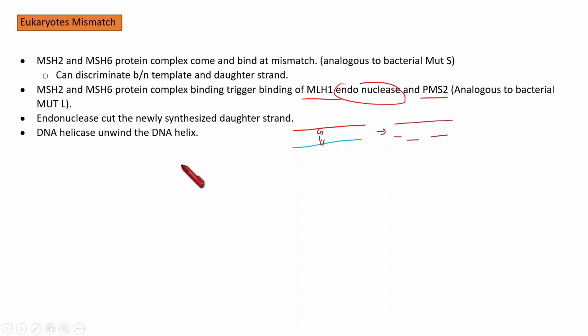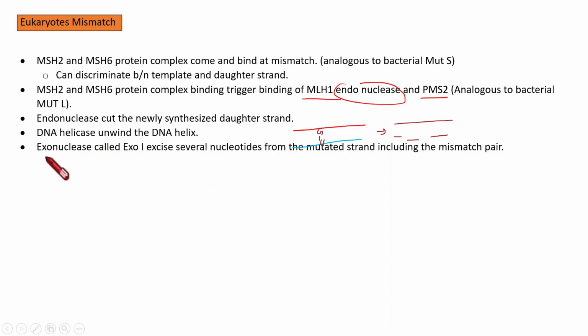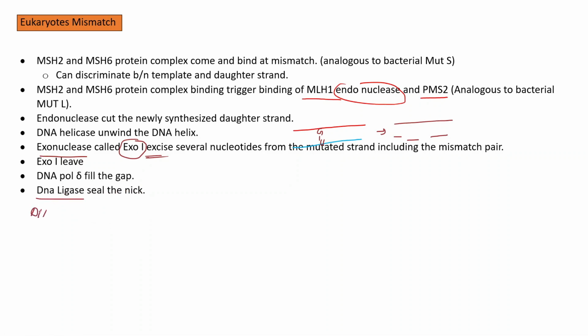And in the case of eukaryotes, there is another enzyme, an exonuclease. Its name is Exo1. It excises and disintegrates the nucleotides of this fragment and creates a gap here. Okay. And after that, Exo1 leaves that site. Then in the case of eukaryotes, we know that DNA pol delta is the main enzyme to add nucleotides, and it comes and fills the gap. And there also, after filling the gap, a nick is left, and that will be sealed by DNA ligase. So that is the process in the case of eukaryotes.